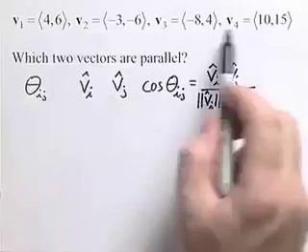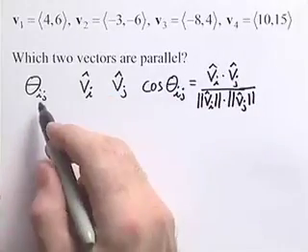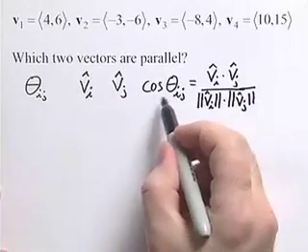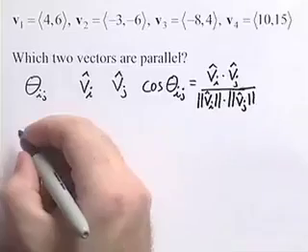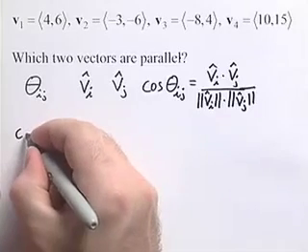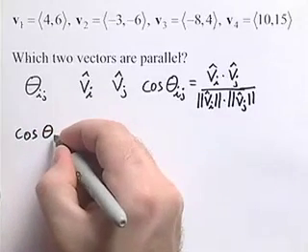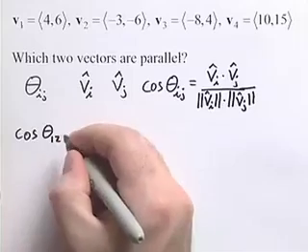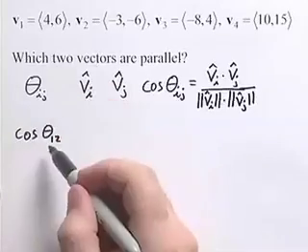So for each of these four vectors, we're going to look at the different pairs and find out what the cosine of theta is for each of those. So we'll have the cosine of theta sub 1,2. So we're looking at vector 1 and vector 2.